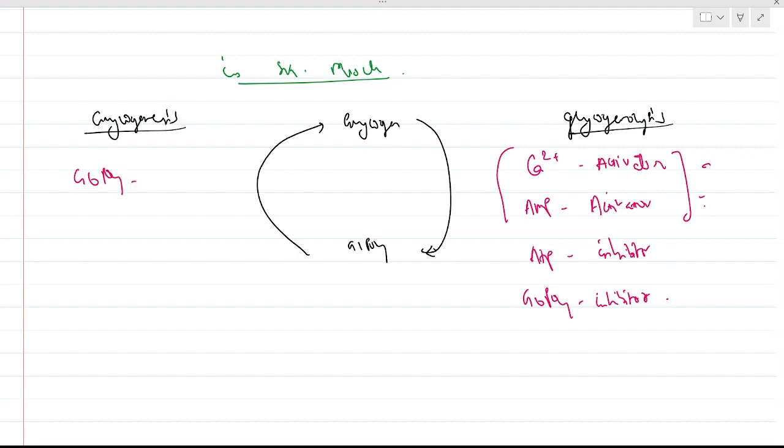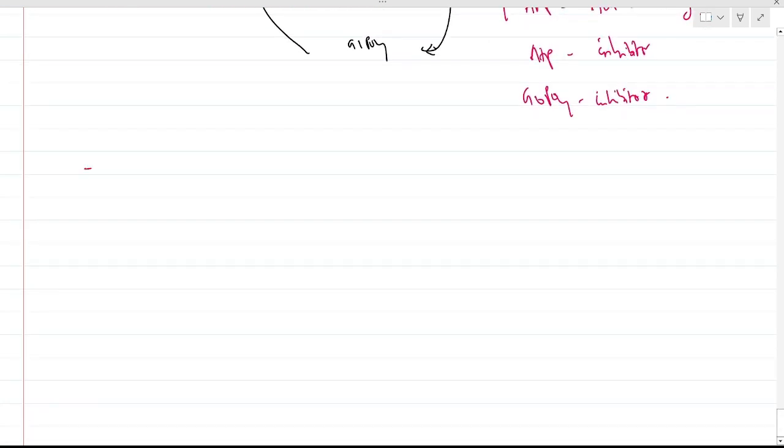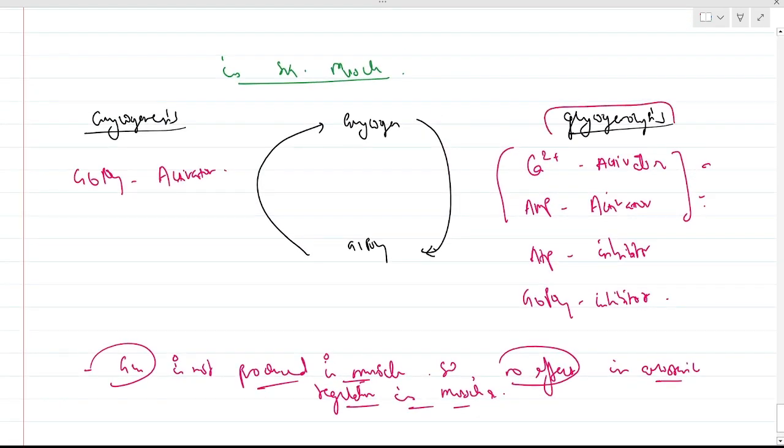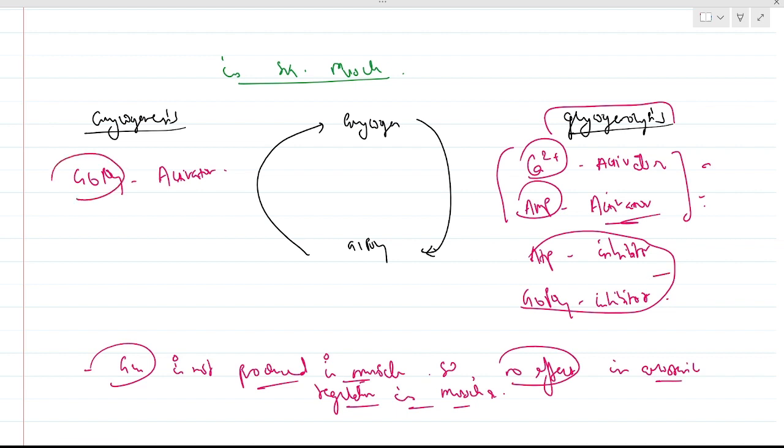In glycogenesis, glucose 6 phosphate is an activator. Now the point to be noted here in skeletal muscle is that glucose is not produced in muscle. We have seen that in the third step of glycogenolysis, due to absence of glucose 6-phosphatase enzyme, glucose is not produced in muscle. So there is no effect of allosteric regulation in muscles. Remember, in muscles, in glycogenolysis, calcium and AMP are the activators. The rest are the usual inhibitors. Also, in glycogenesis, glucose 6-phosphate is the activator.